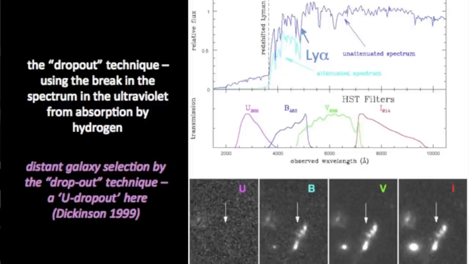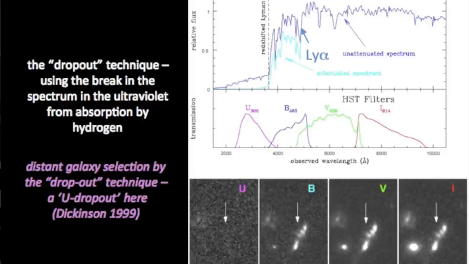It's a great way to get the redshift because you have this very sharp spectral feature here in the spectrum. And you can see if you take images at different parts of this spectrum, you see nothing in the ultraviolet on this one and lots of flux in the blue. There's very little signal here in this region. And so this is an ultraviolet dropout galaxy.